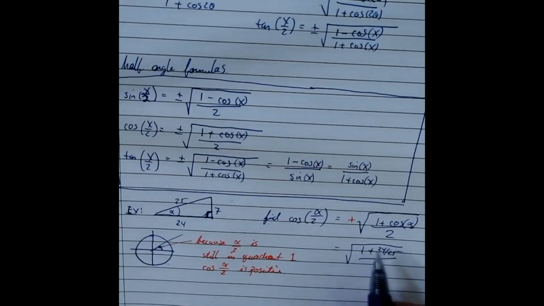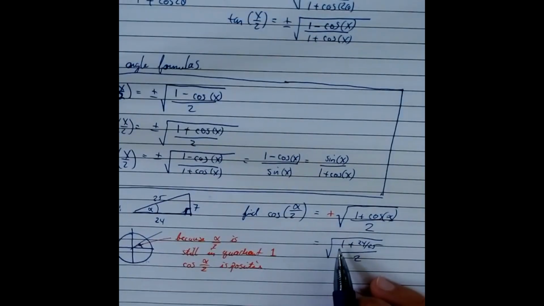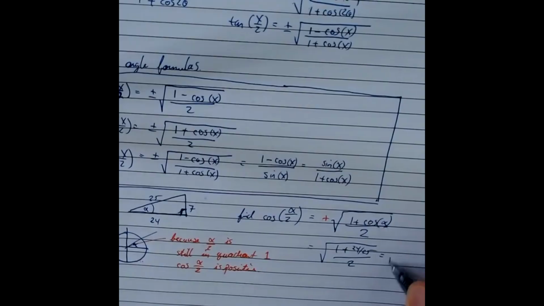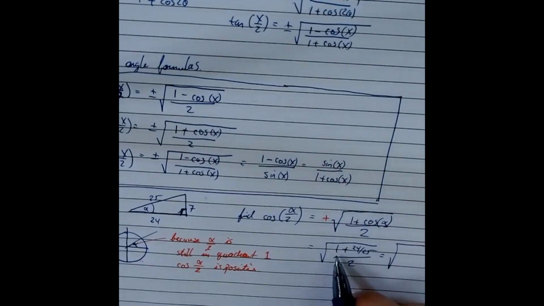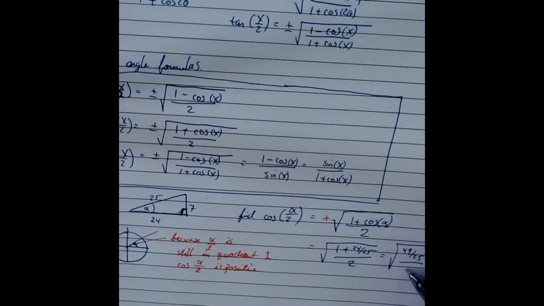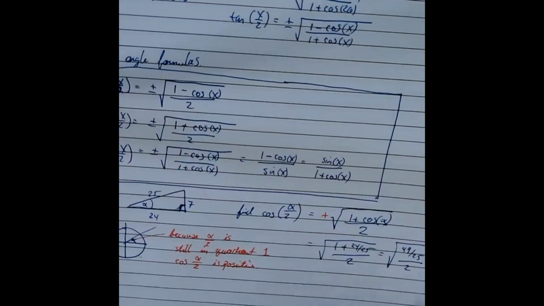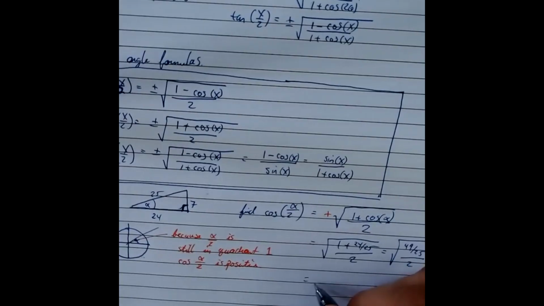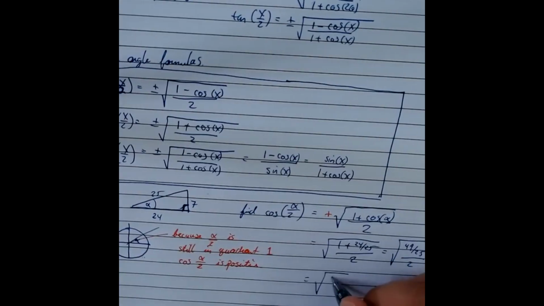Here we can add these together. 1 is the same as 25 over 25. And adding those together would give us the square root of 25 over 25 plus 24 over 25 is 49 over 25 over 2. Here, dividing a fraction by a number, I just join the two denominators together. So that'll give me the square root of 49 over 50.